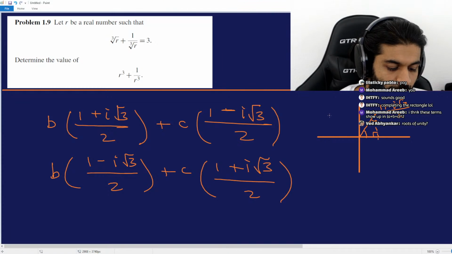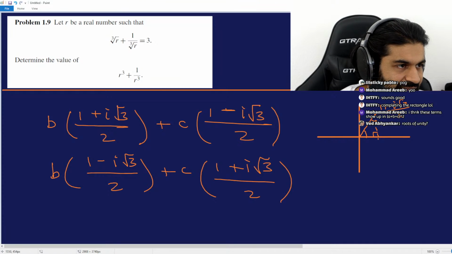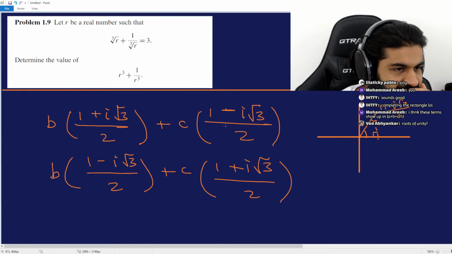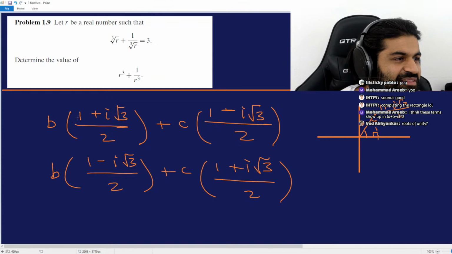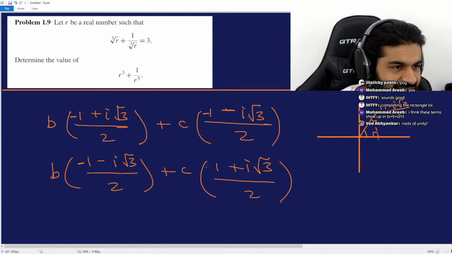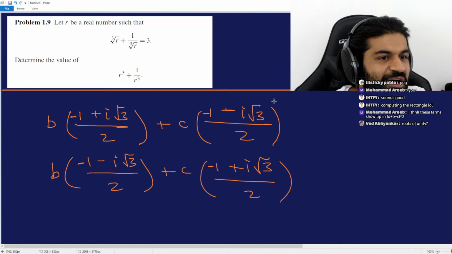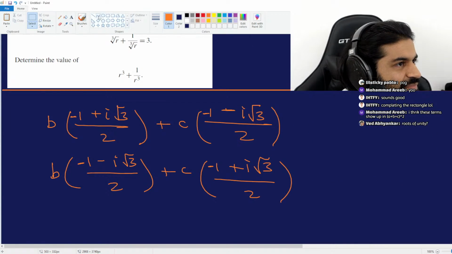So what does that tell you? If you were to, and then 1 minus I root 3 over 2. So hold on a sec. Are these, hold on, oh, this isn't right. Oh, yeah. I'm sorry. The roots would be negative of these. I just need to throw in a negative here. Okay, my bad. But now if you were to draw these in the complex plane, they would look like this.